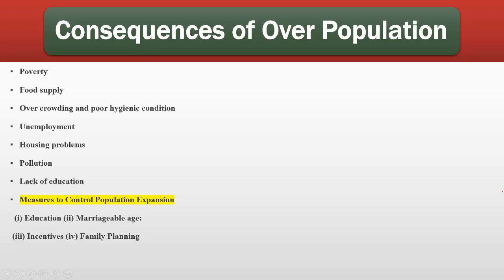Consequences of overpopulation. There's nothing much to tell. Poverty. Food supply decreases and demand goes higher. Overcrowding leads to poor hygienic conditions, which will lead to further diseases. Unemployment, obviously. If the job seekers are more and the vacancies are fewer, it is a jobless condition. Unemployment.